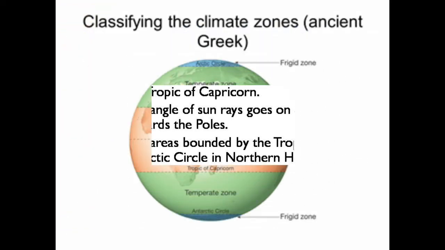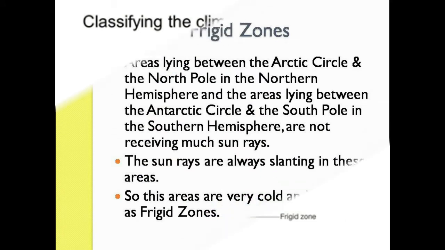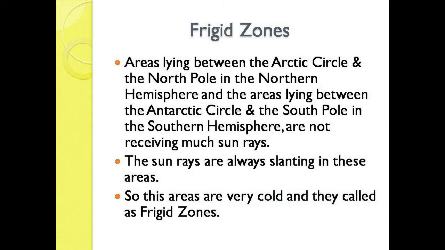Frigid zones. Areas lying between the Arctic Circle and the North Pole in the Northern Hemisphere, and the areas lying between the Antarctic Circle and the South Pole in the Southern Hemisphere, do not receive much sun rays. The sun rays are always slanting in these areas. So these areas are very cold and they are called frigid zones.